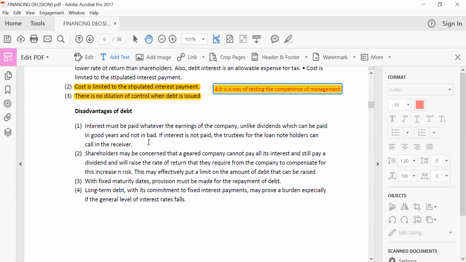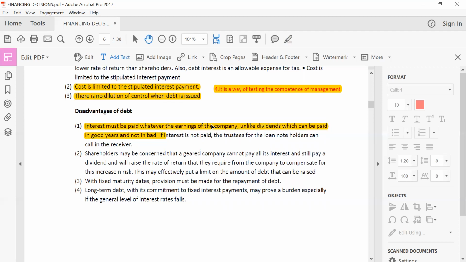Disadvantages of debt. Interest must be paid whatever the earnings of the company, unlike dividends, which can be paid in good years and not in bad years. So if you go for debt, whether you're making profit or loss per year, you have to pay the interest. If you don't pay the interest, court action now comes in.